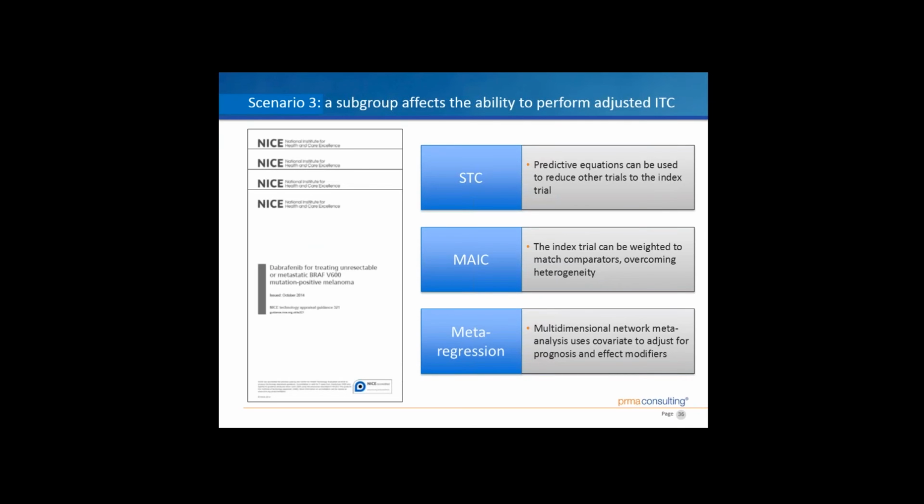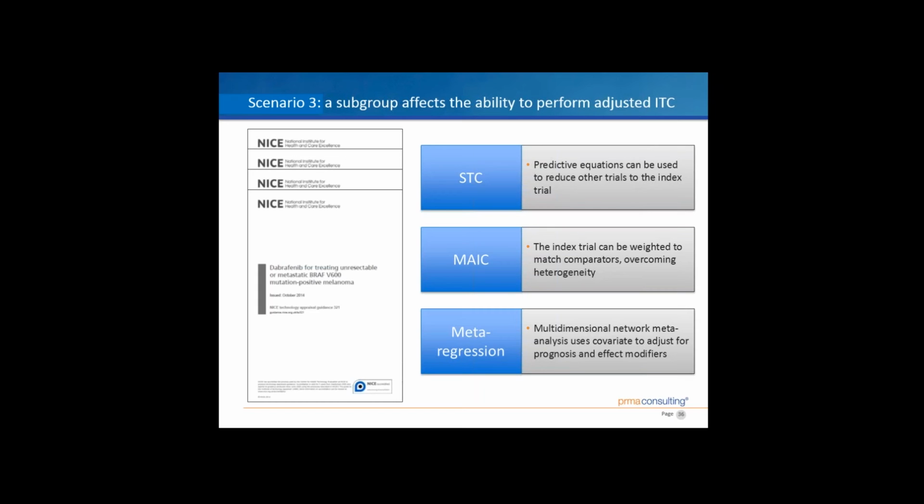So this in particular goes back to the point I made about agencies that are more accepting of novel methods. In the specific case of melanoma, but many others, there are novel methods that will overcome this problem. It's not actually technically unfeasible, it's not actually insurmountable. And here are three of them. The first is called simulated treatment comparison.